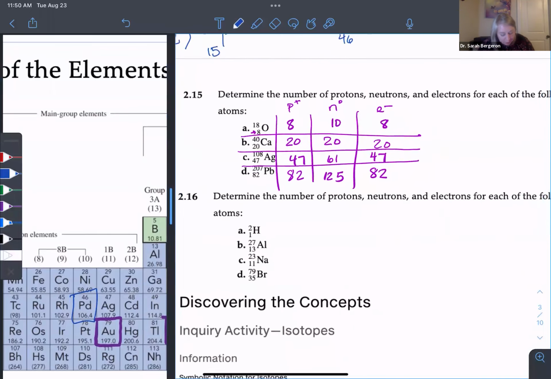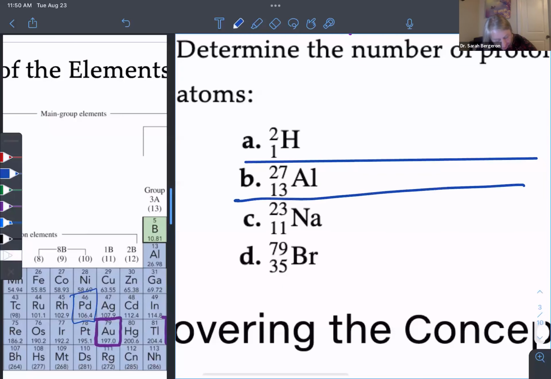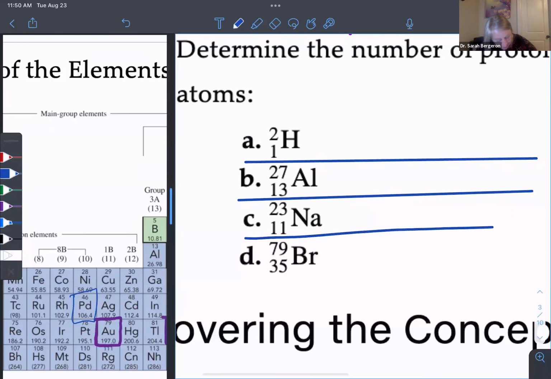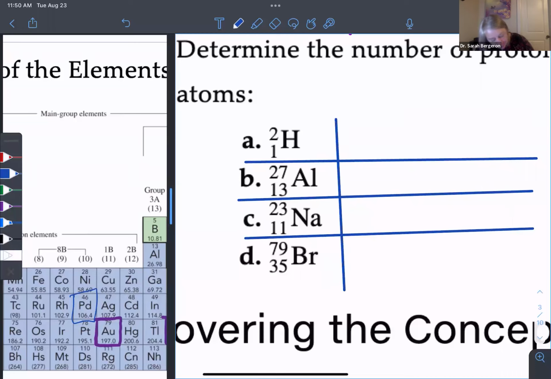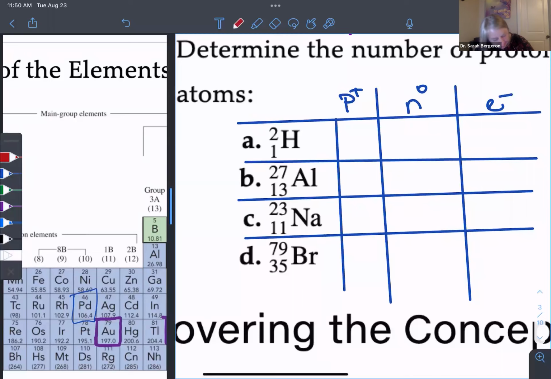Determine the number of protons, neutrons, and electrons for each of the following. So I'm going to kind of make a grid, right? Kind of keep them separate. And what we're looking for here is to determine the number of, well, let's do one across the top: protons, neutrons, and electrons. Okay. Now we're cooking with fire.